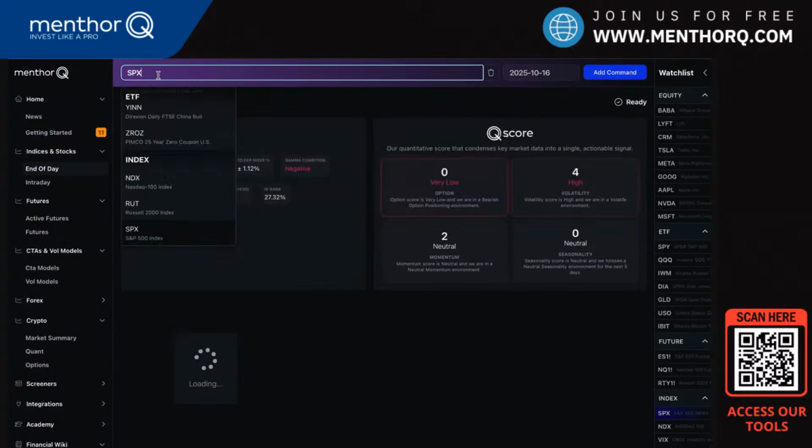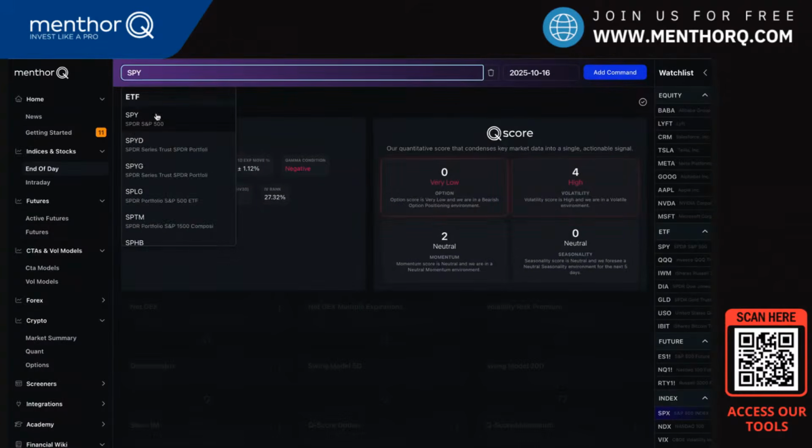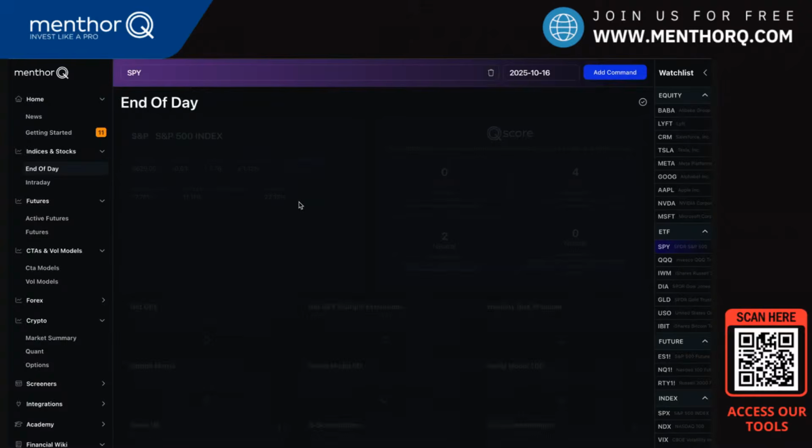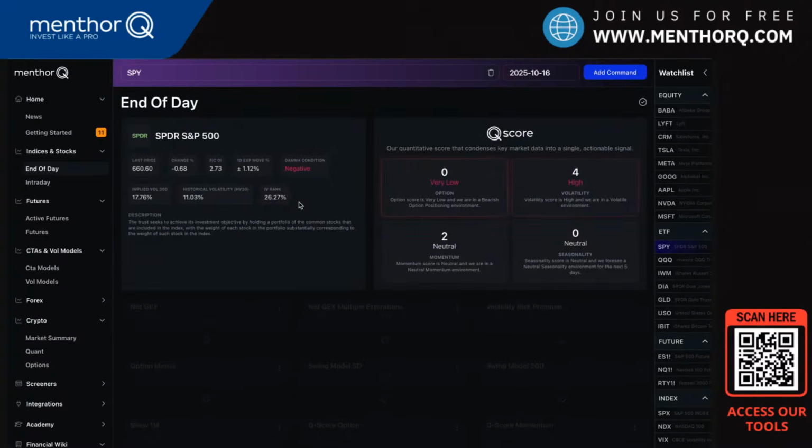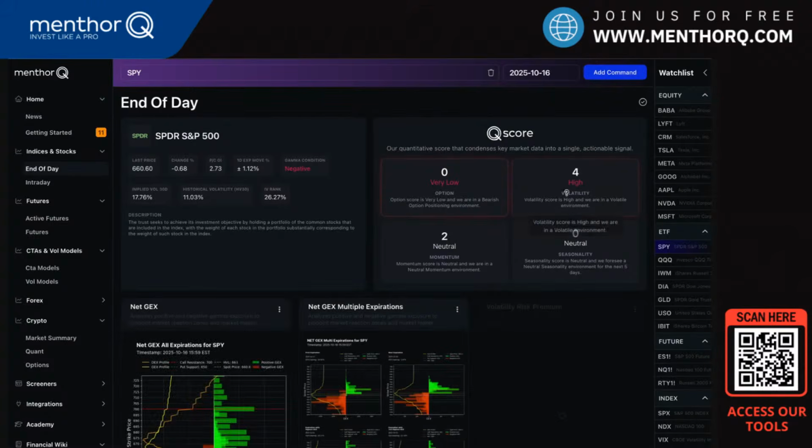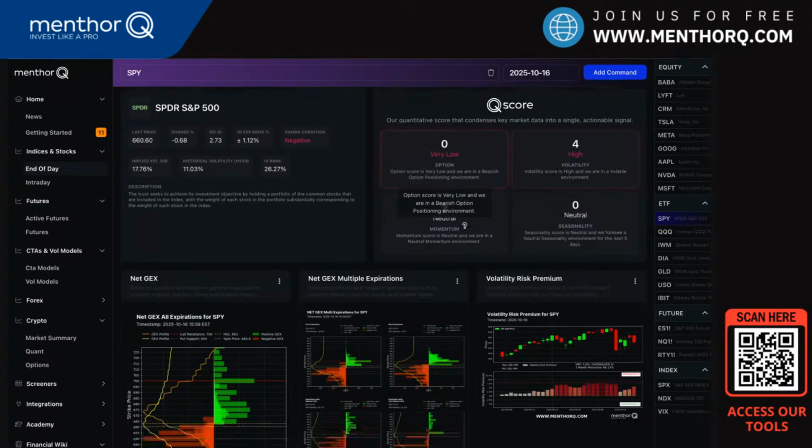And I want to show you a really important use case. So we're talking about NQ, but you should also always monitor what's going on in the correlated asset. That's why we developed our blind spots. If we look at SPY in this case, we can clearly see that we are in very bearish territory coming from the option side, and we are in a very, very high volatile environment, right?